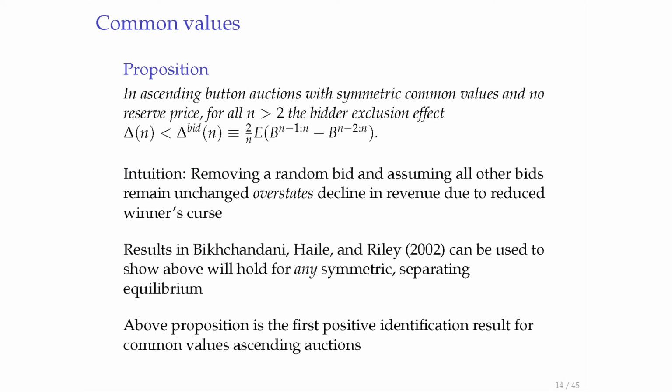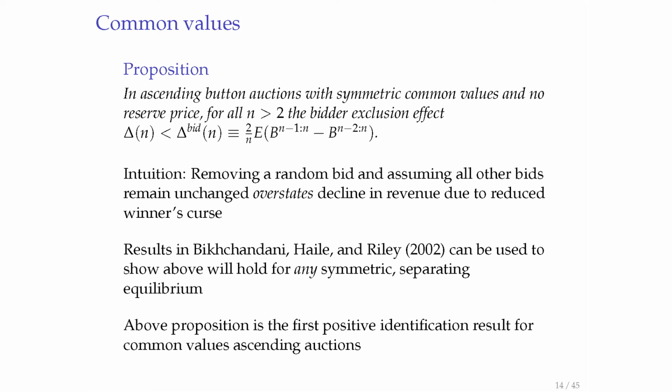In this case, we limit to symmetric auctions, just because things get super ugly with asymmetric common values auctions. But with symmetric common values auctions, it turns out that the bidder exclusion effect, the effect of removing a bidder at random, is bounded above, strictly in this case, by 2 over n times the expected gap between the second and third order statistics. And there's some nice intuition here.